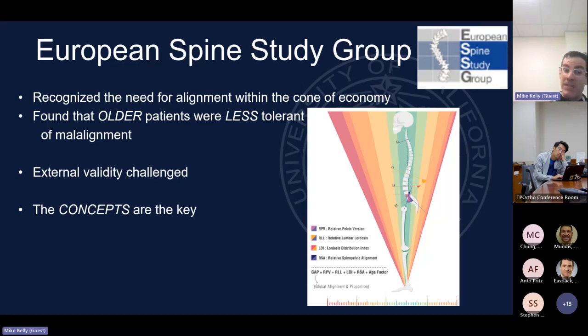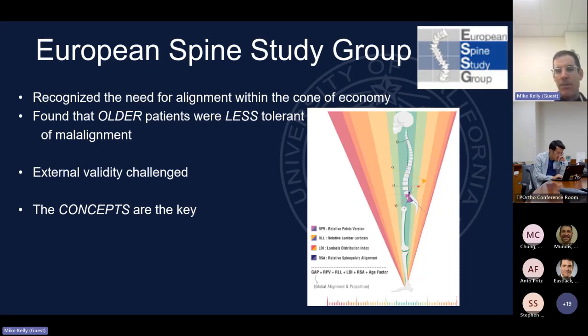Again, the problem, the external validity of this has been challenged time and time again because one, some of these things are very related. The lordosis distribution index can be a great score if you have a lordosis of 2 degrees with one above, one below, because you have 50% of your lordosis below, but it's not useful because no one wants 2 degrees of lumbar lordosis. And you come back to categories and adding things up. And it doesn't really give you alignment targets.